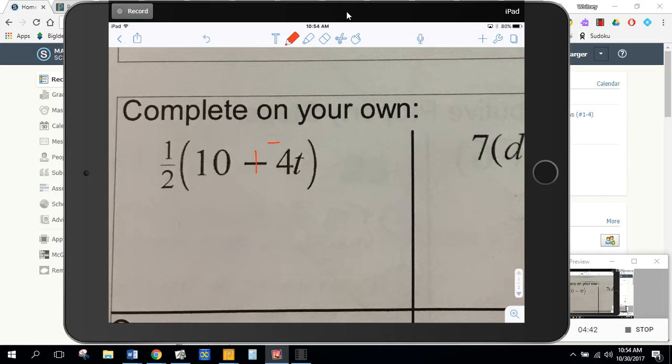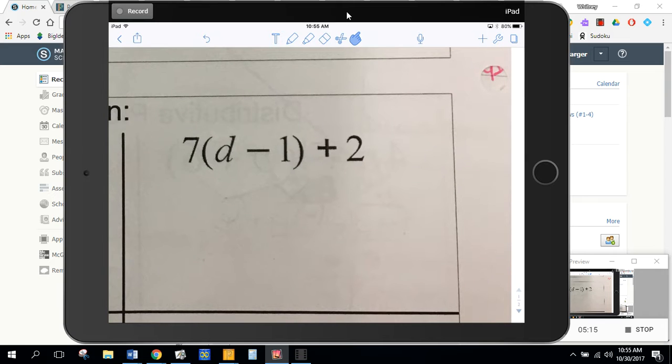So this 1/2 needs to be multiplied by everything inside the parentheses. So what's interesting is we can say instead of 1/2 times 10, we can replace the times with the word of, which is going to help us here. So 1/2 of 10 is 5, and we have to go say hi and multiply with the other person at the party. And 1/2 of -4t is -2t. Again, I can't combine because they are not like terms, so that is the final answer.